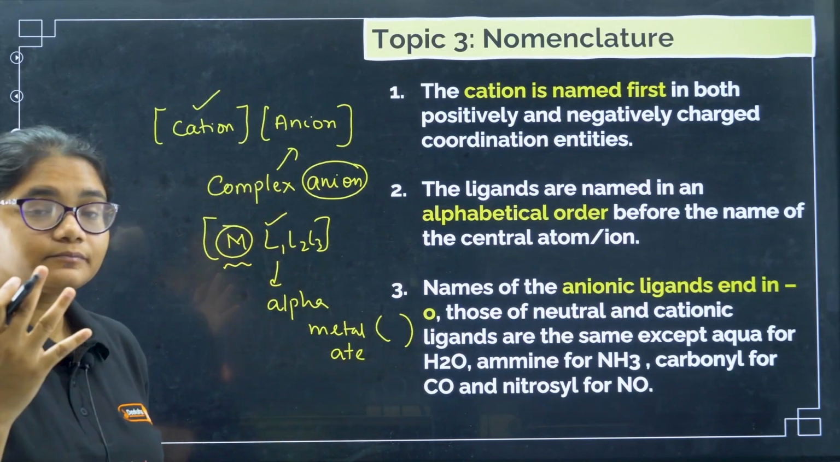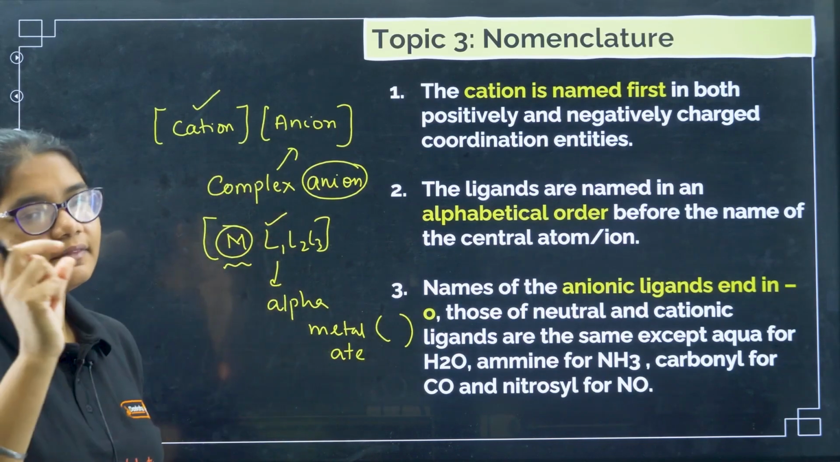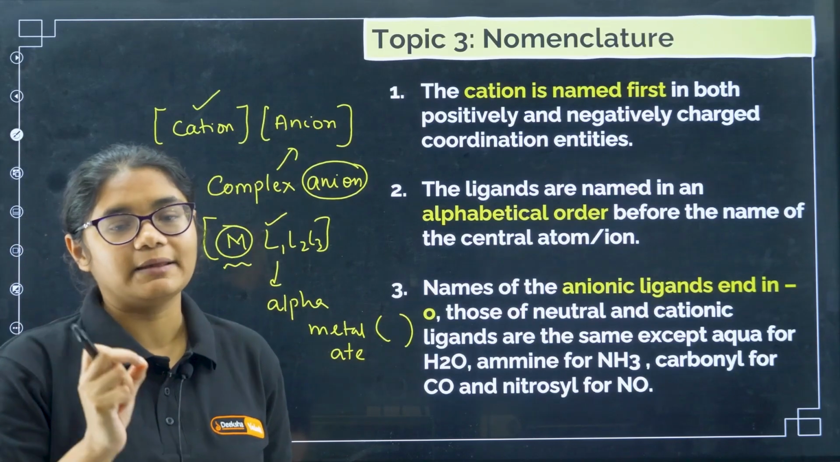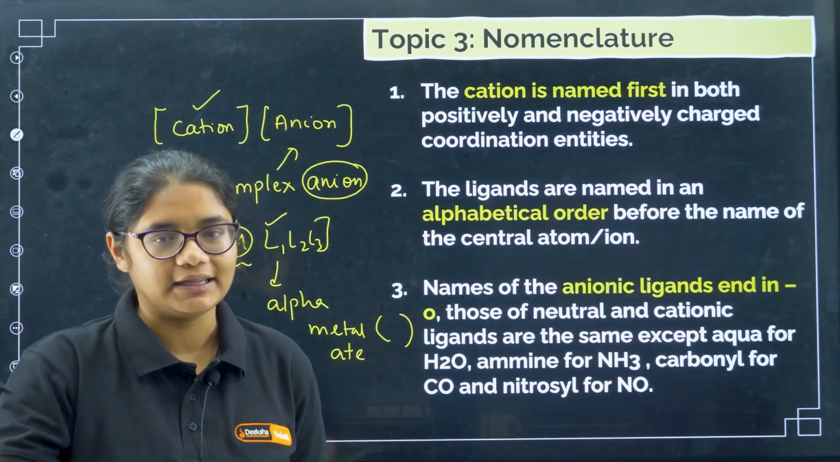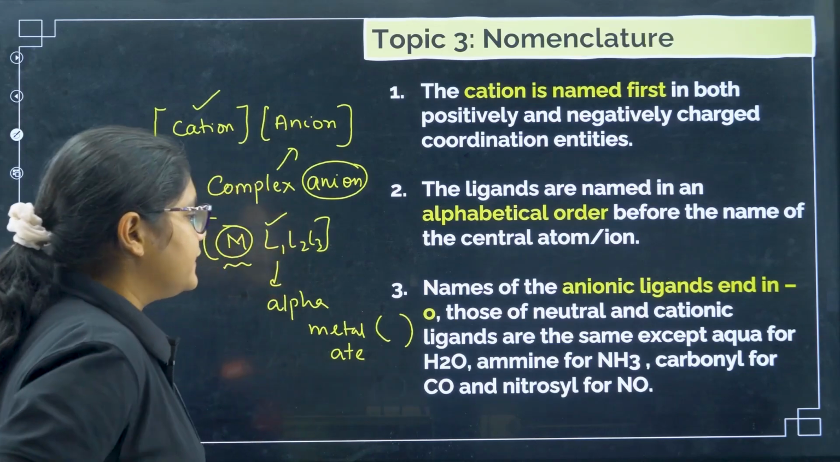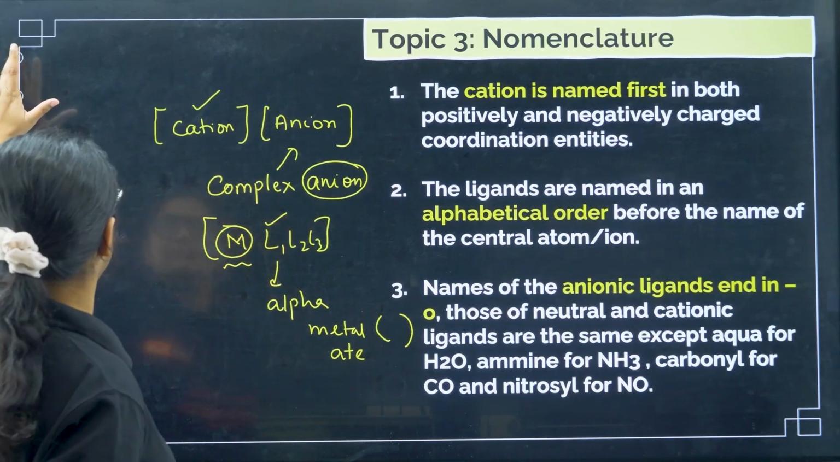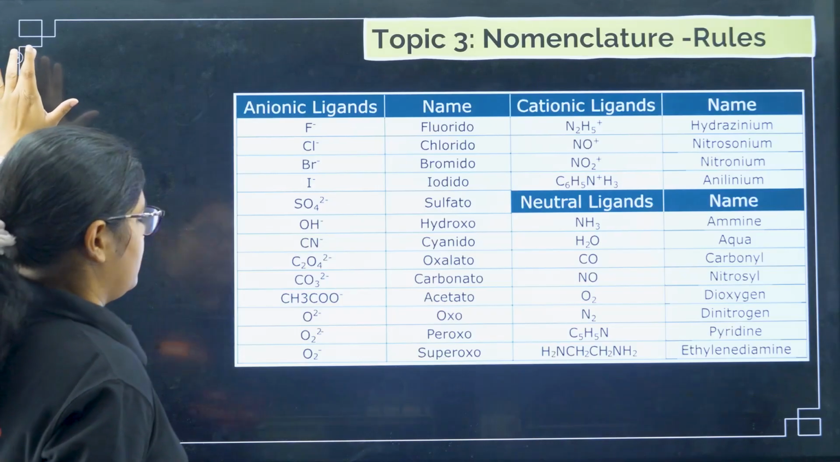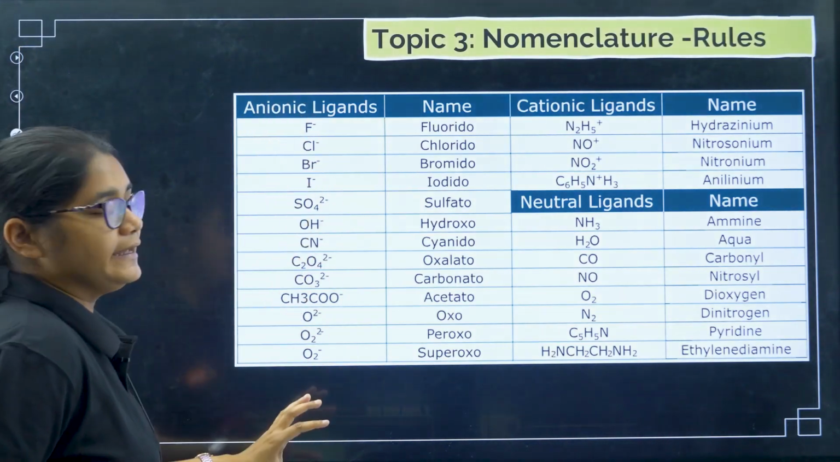Okay, if it is a complex cation part, then the direct metal name will be written, but if it is an anion part, then the name of the metal will end with ATE. Okay, so yes, now I think this is done. Now you can see the different ligands and their names.